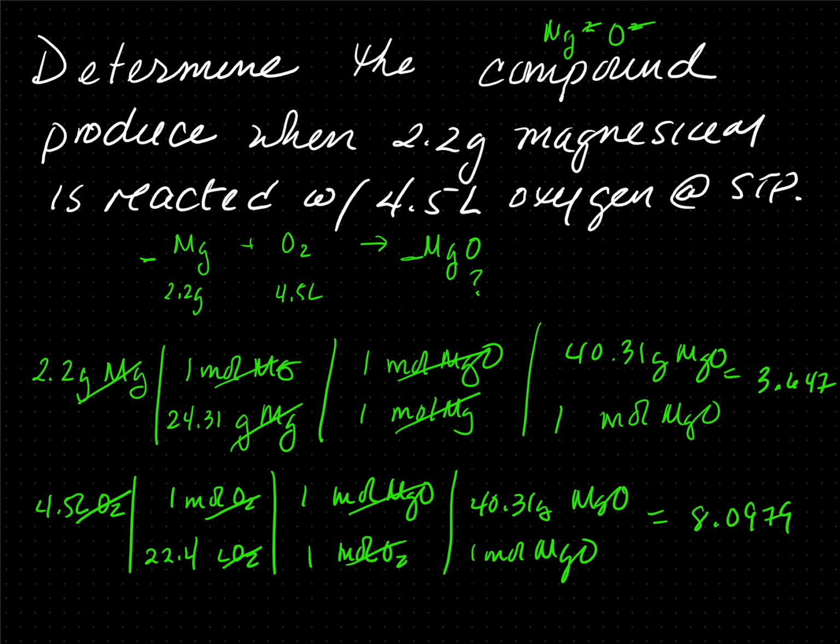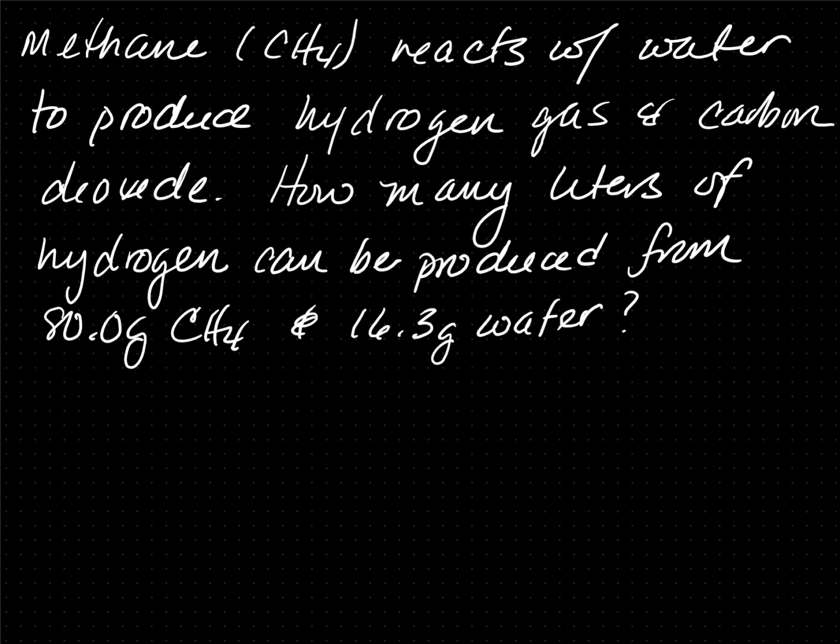8.0979. So here my limit is the magnesium, because we only produced 3.6, so my limit is my magnesium. My excess is my oxygen. So my correct answer for the amount of MgO produced is 3.6 grams of MgO. Pause the video, solve this problem on your own, and then check your answer.